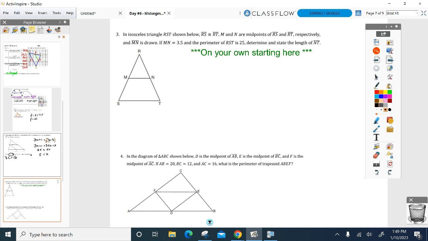Move your desks. Here we go. Big groups. Guys, make a circle.